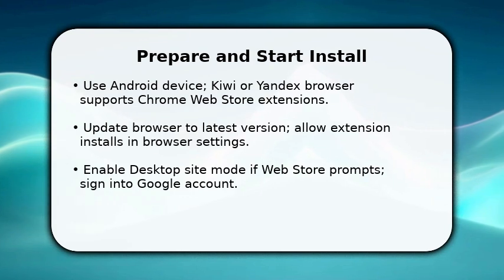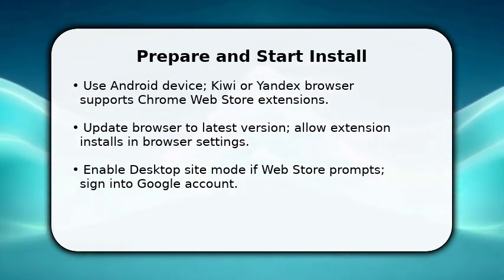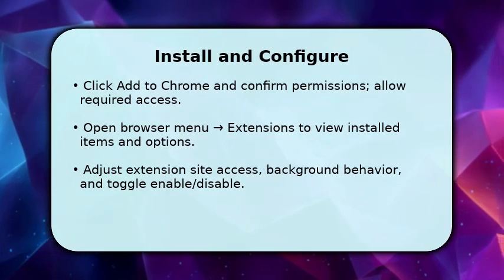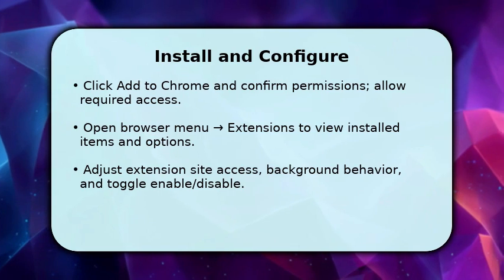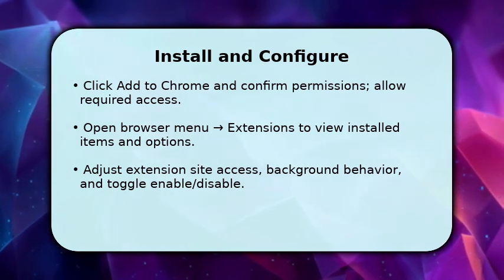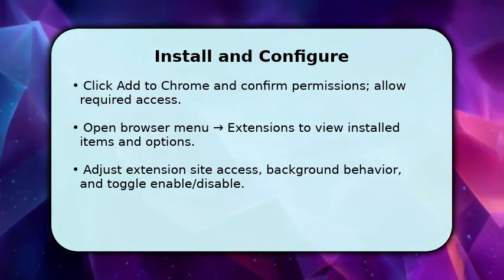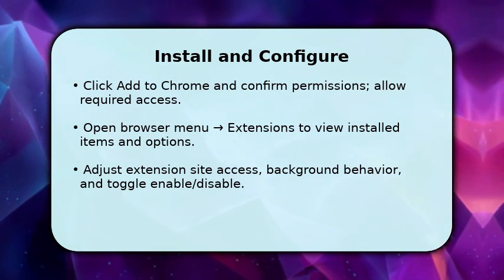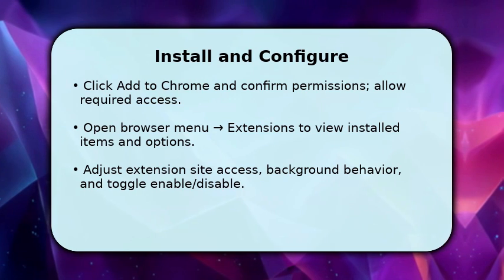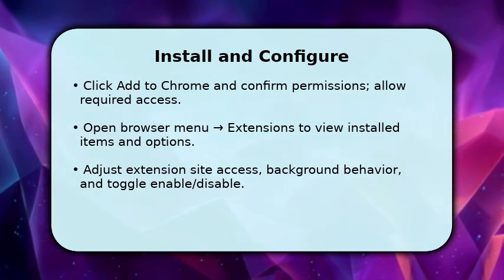The store's desktop view lets you click Add to Chrome, which starts the mobile install process. After you click Add to Chrome, confirm the extension permissions. This step matters because mobile browsers still enforce the same access rules as desktop. Once installed, open the browser menu and choose Extensions to see the new item.